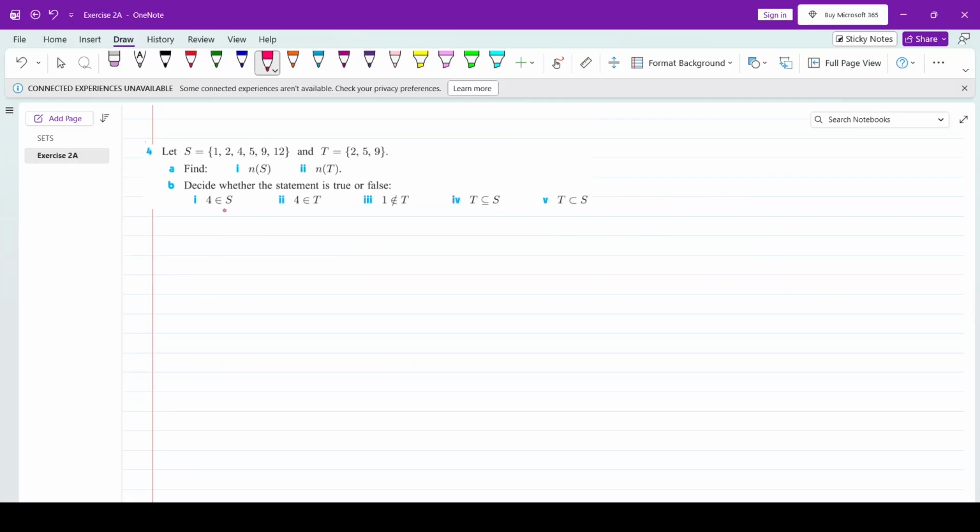Let S be equal to 1, 2, 4, 5, 9, 12, and T is equal to 2, 5, 9. Find n of S. n of S is 1, 2, 3, 4, 5, 6. That is 6. n of T is 3.